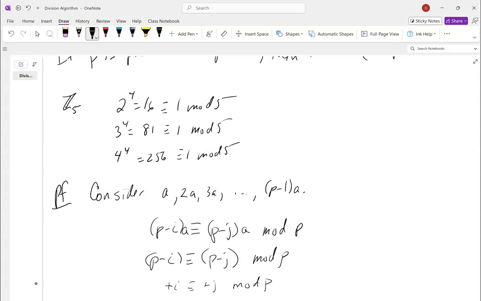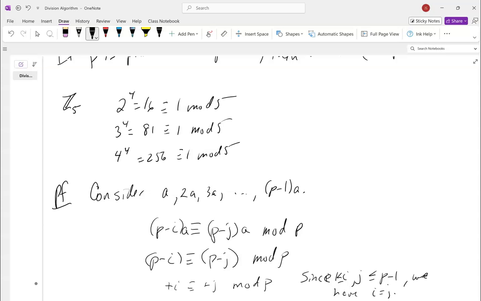We're not canceling anything out, right? So the only way this can happen, since i and j are between 1 and p minus 1, is that we must have i equal to j. They can't be different, right?